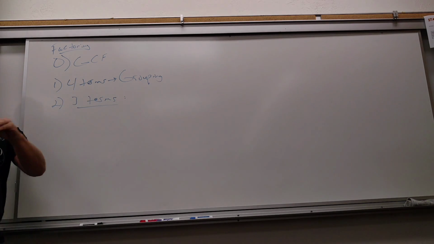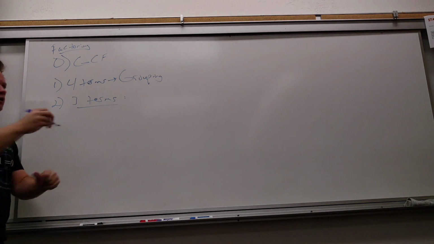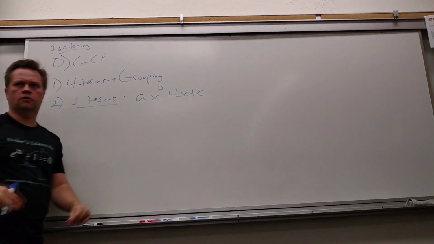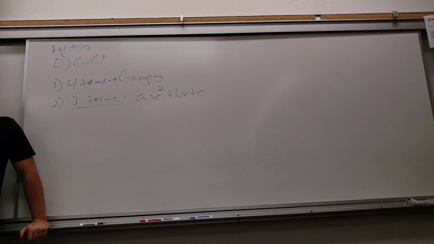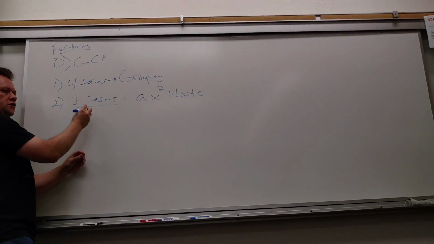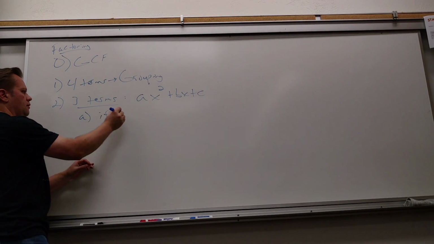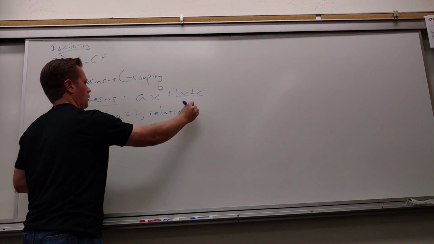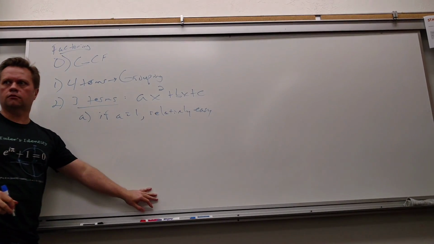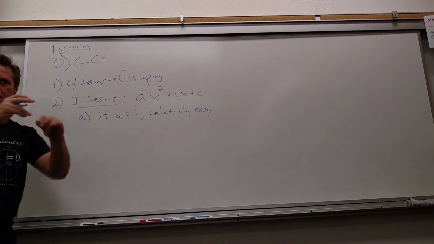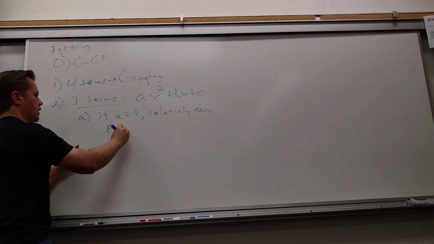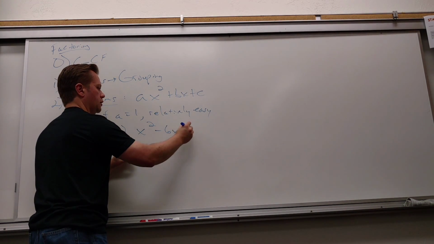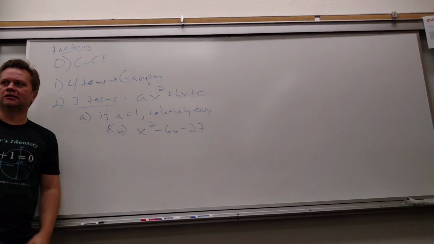Let me throw a general thing at you. Let me see what you think. It's going to be in the form like this. Cool. And when A is 1, so this has got two parts to it. If A is 1, it's relatively easy. All right. So this is a little review of what we've done so far. So, for example, if I had x squared minus 6x minus 27. There you go, Jeff.